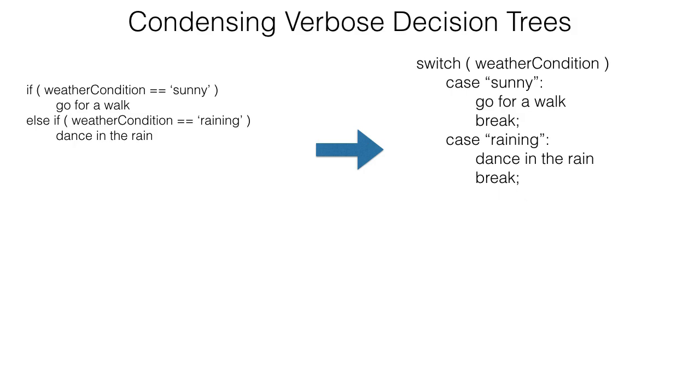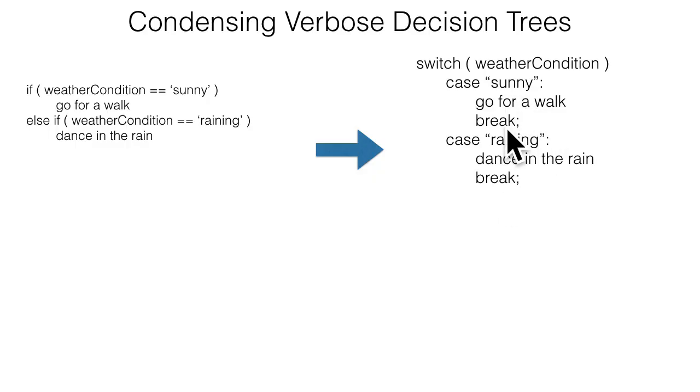Let me explain the break to you now. It will continue to flow all the way through these. So I could put case sunny or case raining right under there, and then have a code block under that. So it will just continue flowing through.